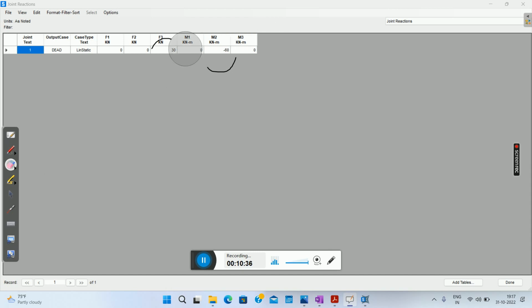So observe the units carefully. For vertical reaction, the unit is kilonewton. For moment, the unit is kilonewton meters. So practice the similar type of problems.